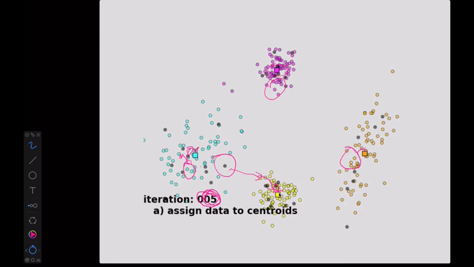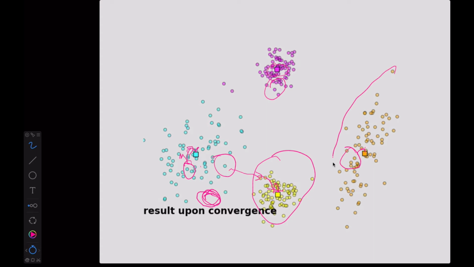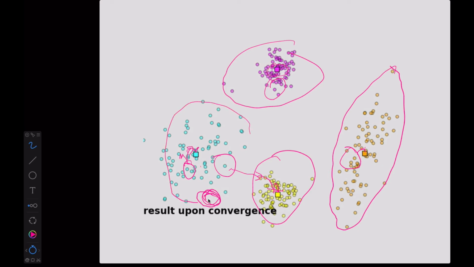Now you see that the points are not moving significantly anymore, right? But you can see that the points are being associated with them. Now we have a clear distinction over here, and over here. Okay, let me run it again.